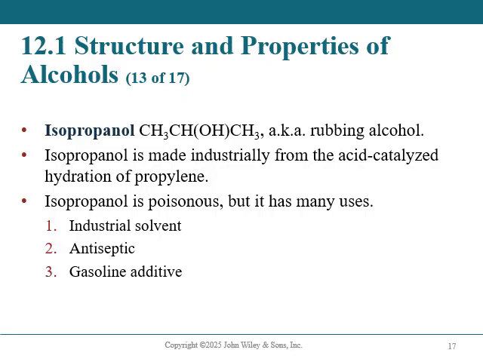Isopropanol, also known as rubbing alcohol, is made industrially from the acid-catalyzed hydration of propylene. Isopropanol is poisonous, but it has many uses. It's an industrial solvent, an antiseptic, and a gasoline additive.